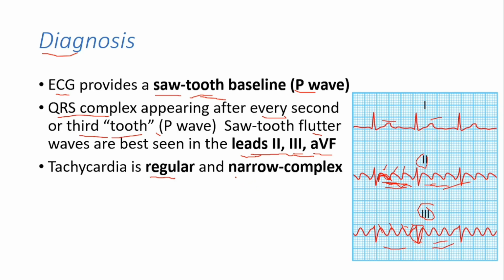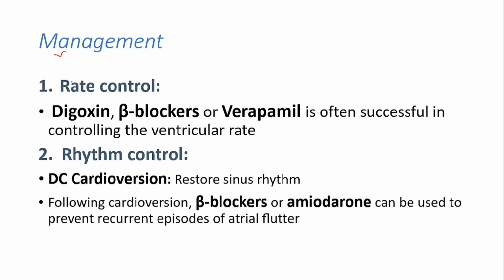And the QRS complex here is narrow. This is the narrow QRS complex, like it occupies 3 small squares. Okay, unlike the ventricular tachycardia which occupies greater than 3 small squares, and it will be like a broad QRS. Okay, here narrow complex. Management.